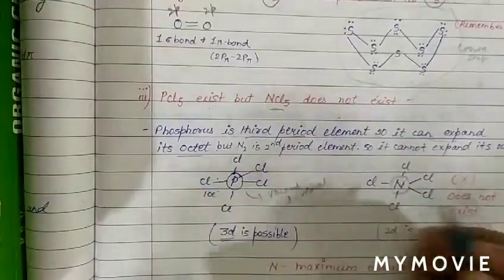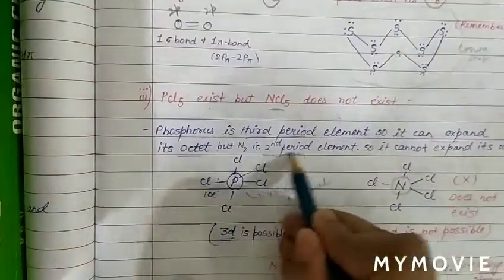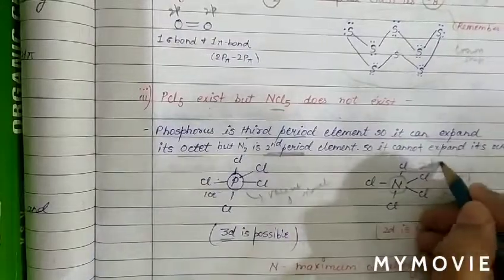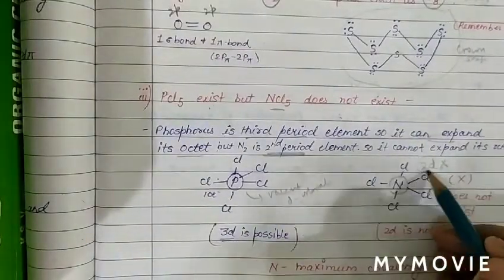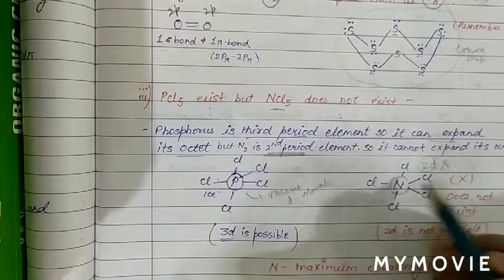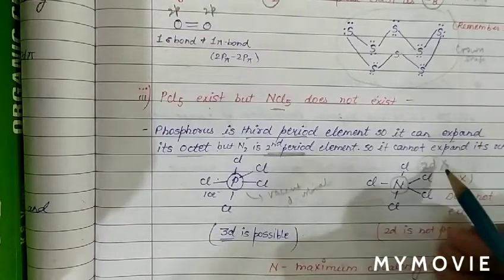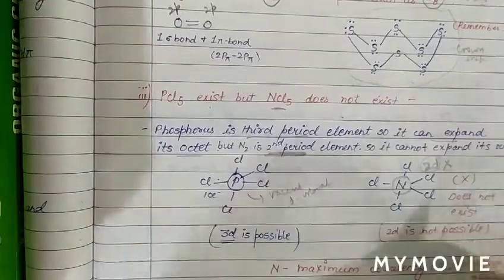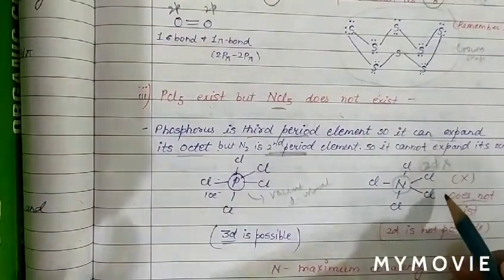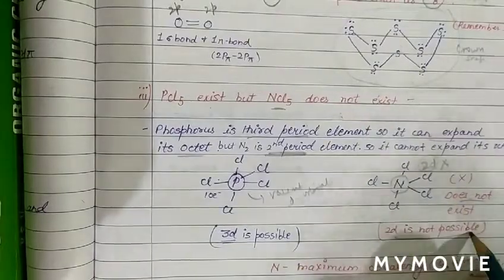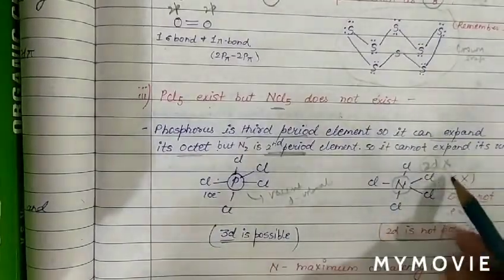While nitrogen is a second period element, and in the second period 2d orbital is not possible. Therefore nitrogen cannot expand its octet. So 2d is not possible, nitrogen cannot expand its octet.